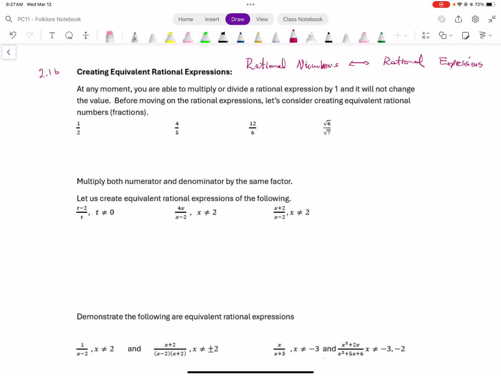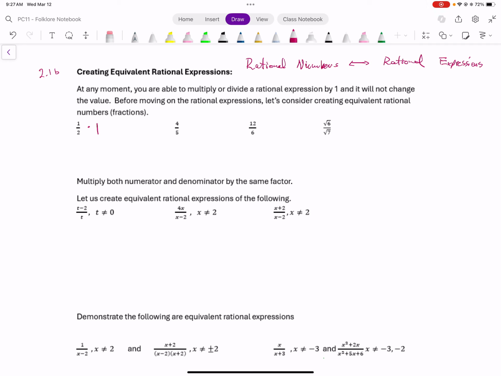At any moment with a fraction, we can multiply by 1, and it will not change the value. For example, I can multiply 1/2 by 1 and it will remain a half. If you manipulate an expression, you can't change the value, and we are often going to be multiplying by 1. So before moving on to rational expressions, let's consider creating equivalent rational numbers.